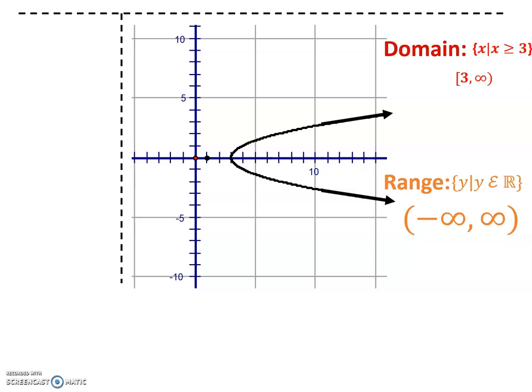All right, ladies and gentlemen, that concludes our notes. Please summarize in a short paragraph what we learned today in our notes regarding domain and range.